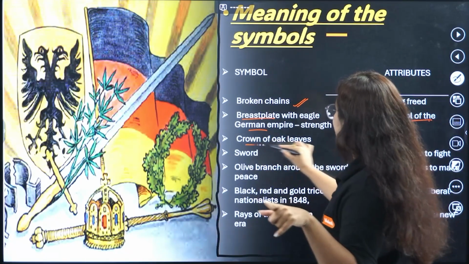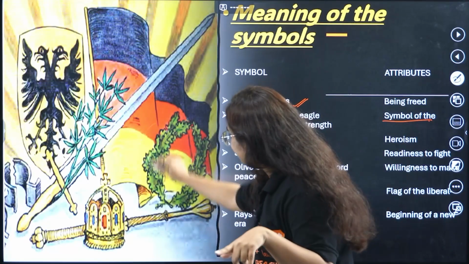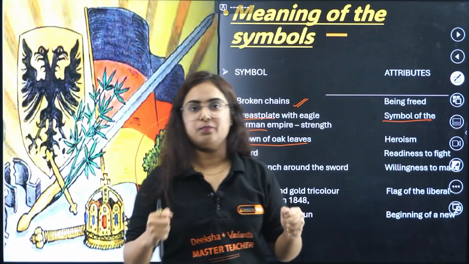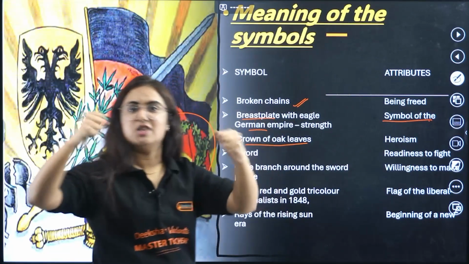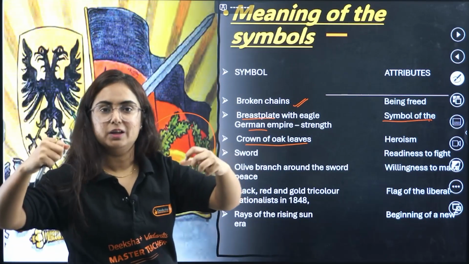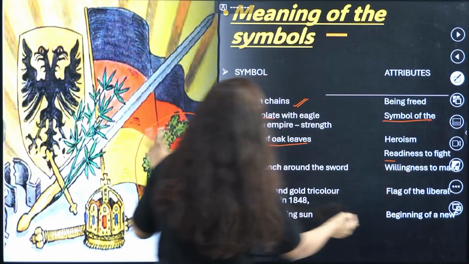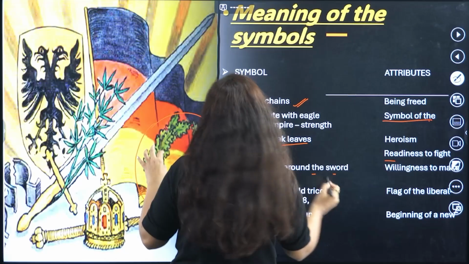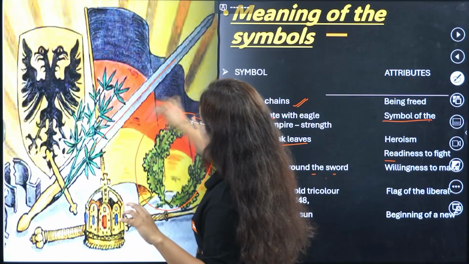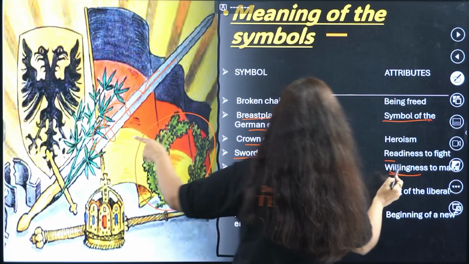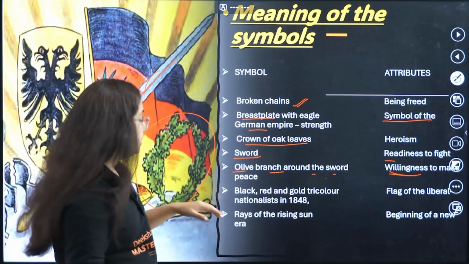Then we have the crown of oak leaf. Can you see this crown of oak leaf? This was worn by Germania, and it represents heroism. Okay, the heroic nation that fought by army to become unified. Then we have the sword, obviously readiness to fight. Olive branch around the sword: so we will fight, but we want peace also. To represent that willingness to make peace, olive branches are being used.